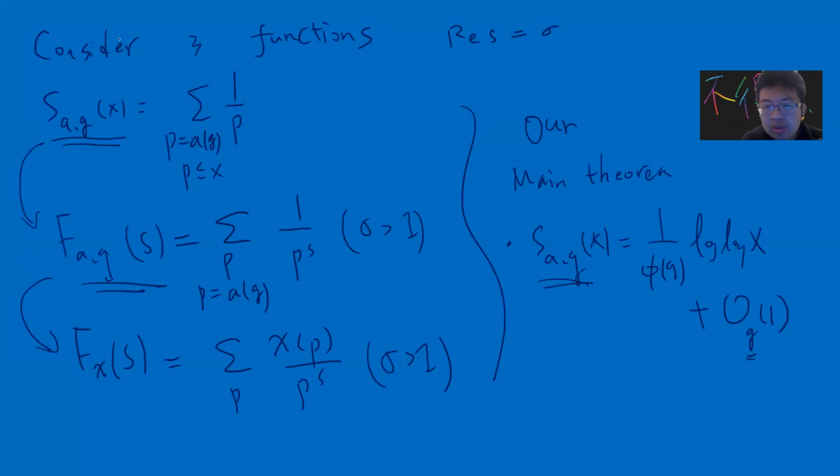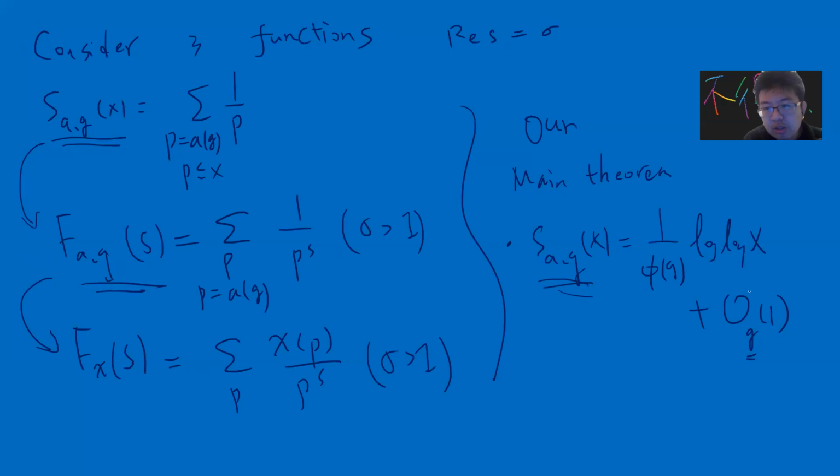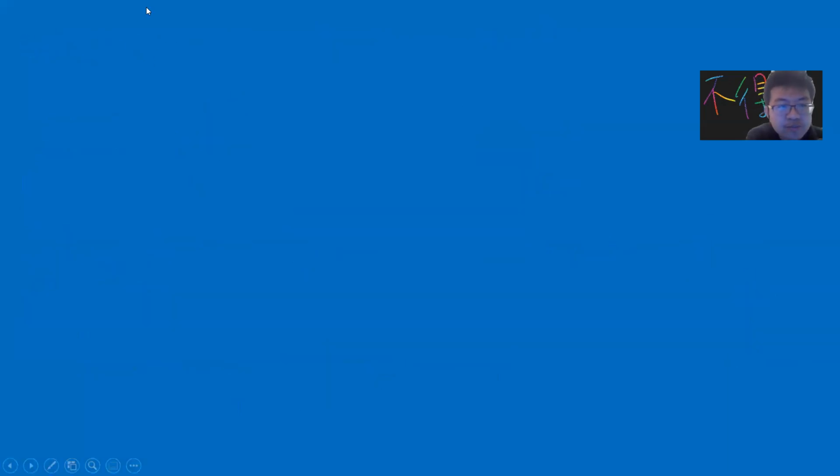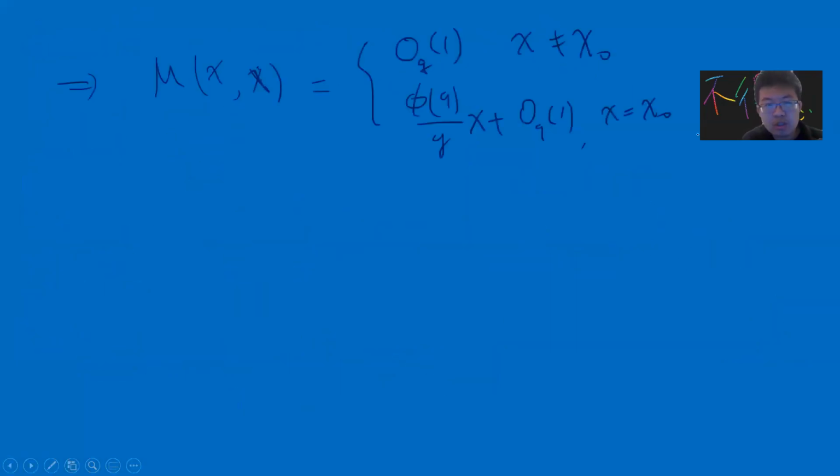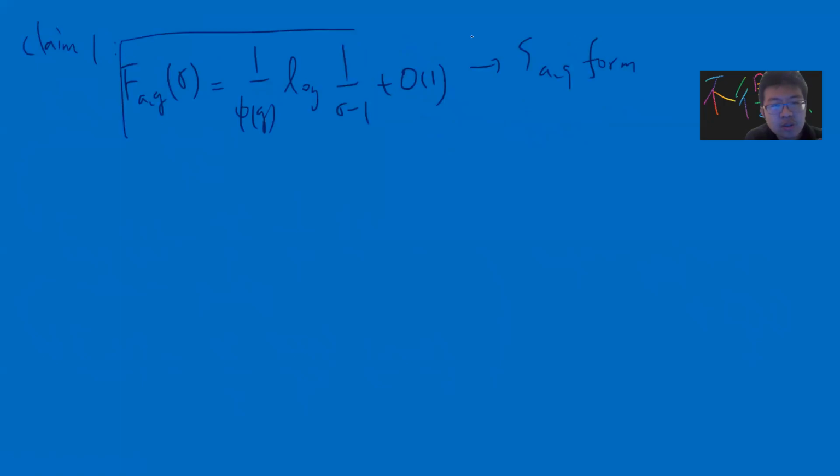So first, claim 1. The claim is that this S_{a,q} form can be reduced from this F_{a,q}(sigma): if F_{a,q}(sigma) is 1 over phi of q times log of 1 over sigma minus 1, plus O of 1, then the theorem follows. I claim that this theorem comes from this one, so let's prove this.